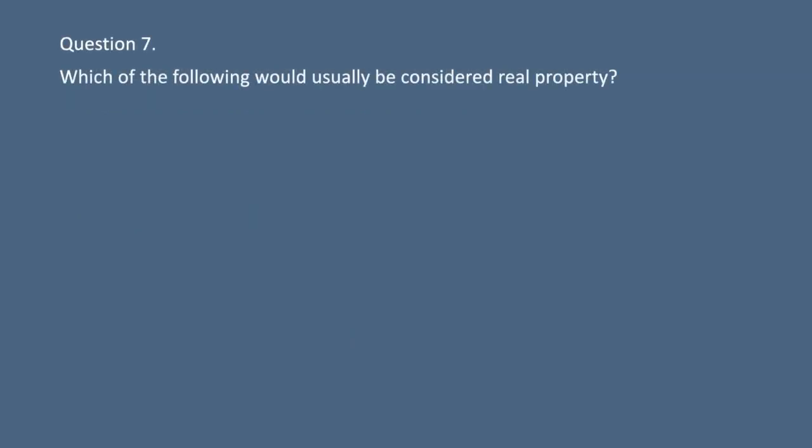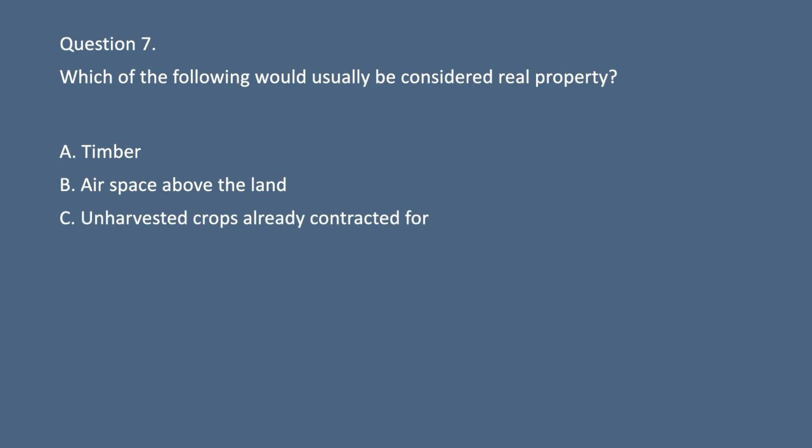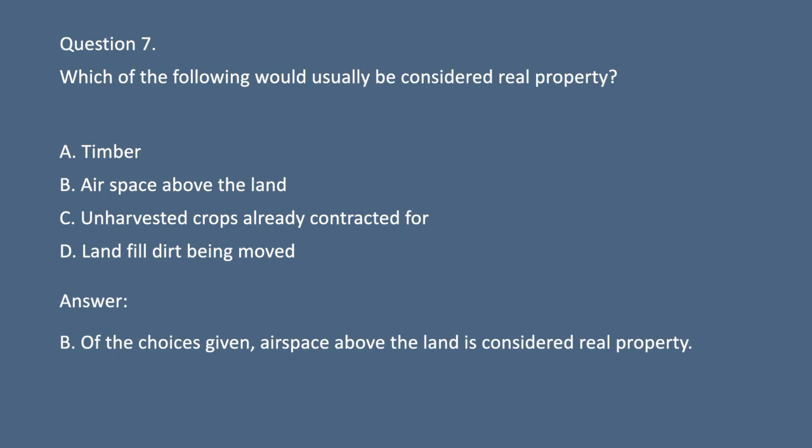Question 7. Which of the following would usually be considered real property? A. Timber. B. Airspace above the land. C. Unharvested crops already contracted for. D. Land-filled dirt being moved. Answer. B. Of the choices given, airspace above the land is considered real property.